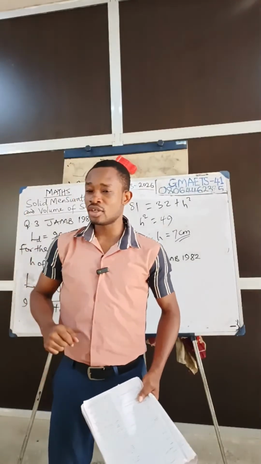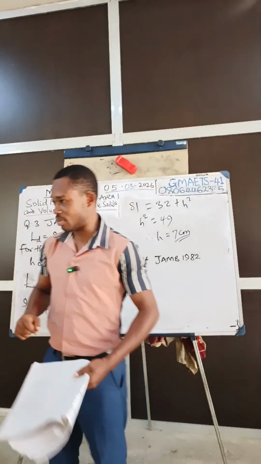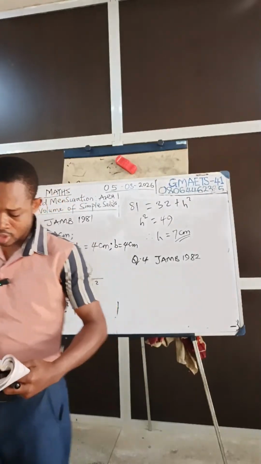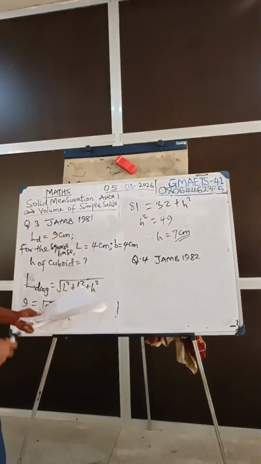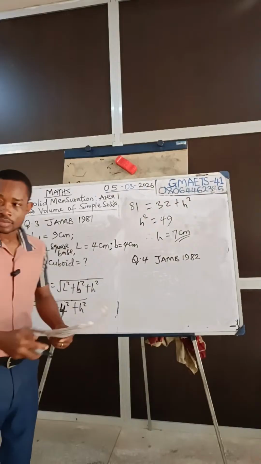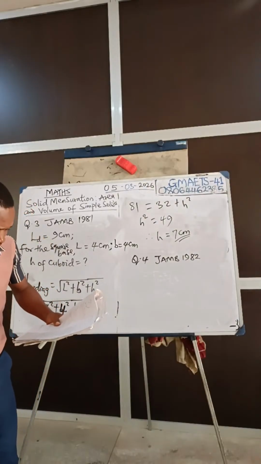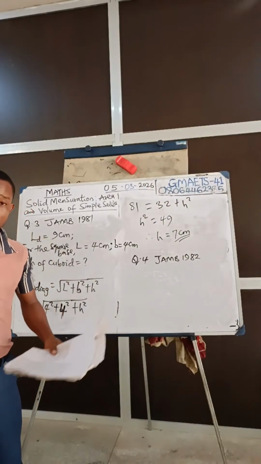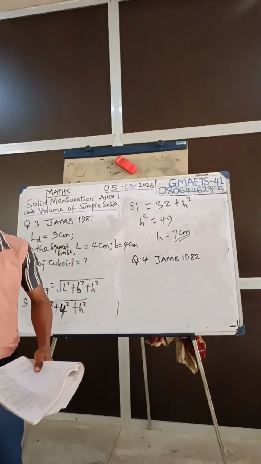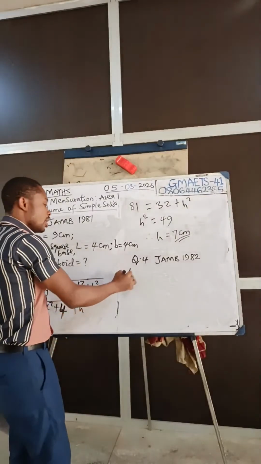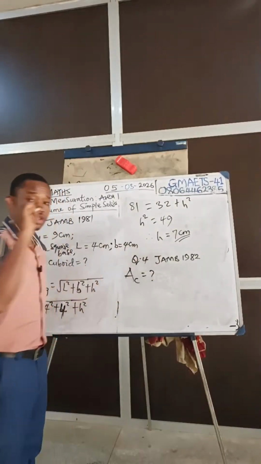Let us extract the information in this question. Please look at your question. What are they asking us to find here? What are we looking for? The area of the curved surface. That is simply the curved surface area of the cone, which we don't know.